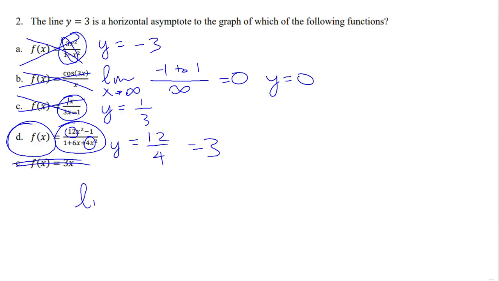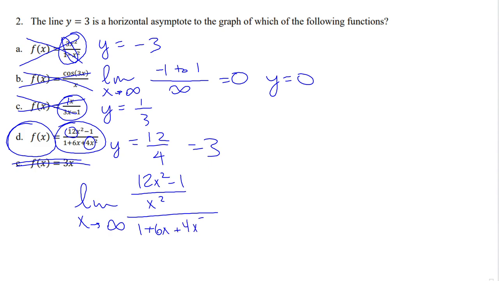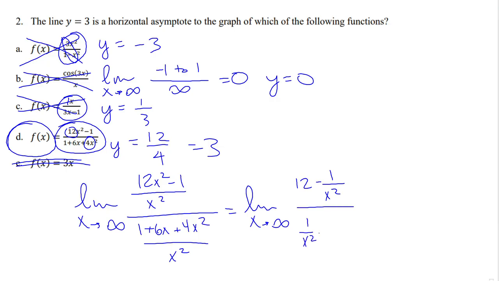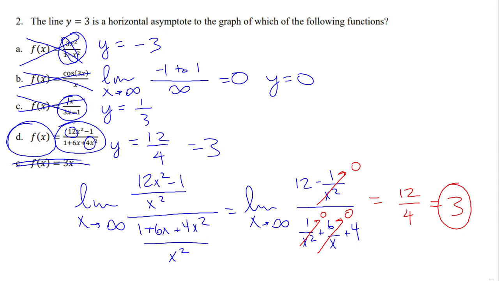And if we wrote out the limit, it's important for us to know how to do this also. The limit as x approaches infinity of 12x squared minus 1, we divide every term by x squared to find this limit. But you'd have to show this work on my test, because my test isn't going to have a multiple choice question. So the limit as x approaches infinity of 12 minus 1 over x squared all over 1 over x squared plus 6 over x plus 4. And what happens is, as x goes to infinity, all of these things with the x's in the denominator approach 0, and we just leave 12 over 4, which is 3.